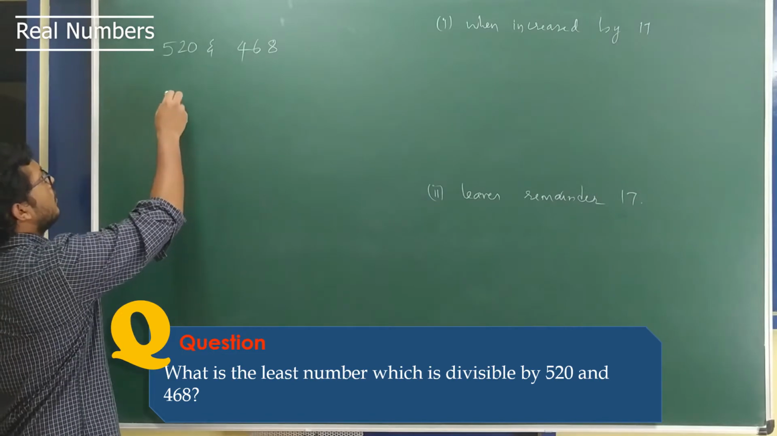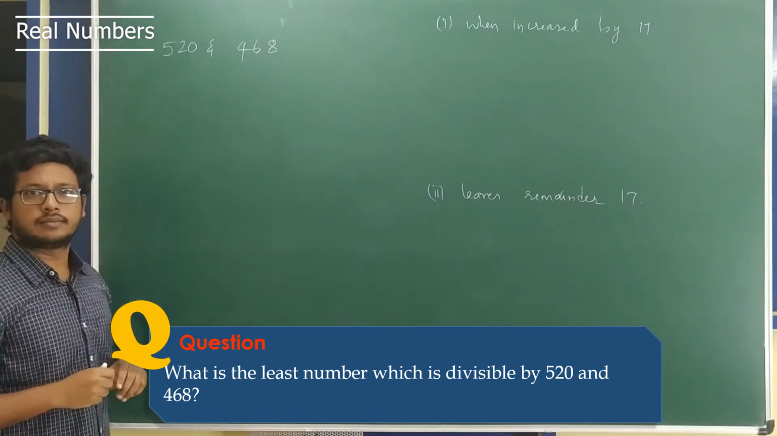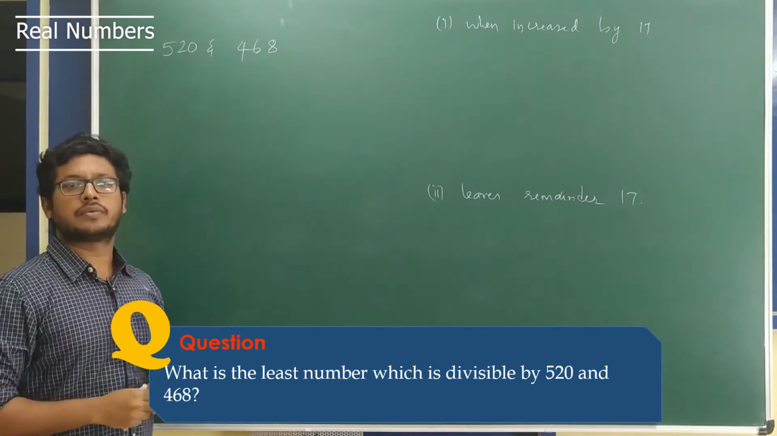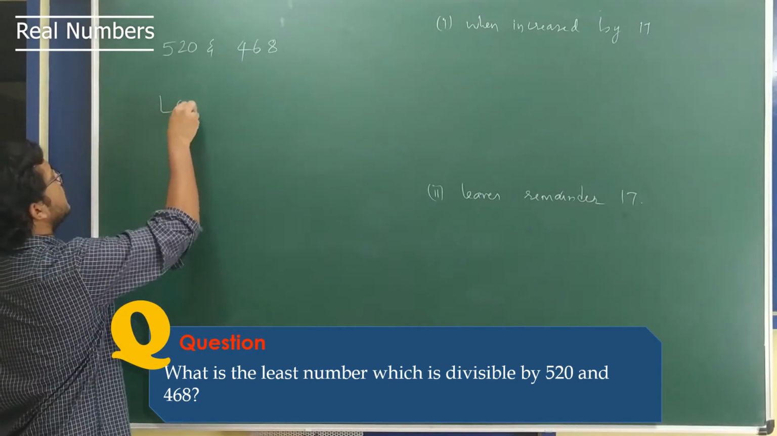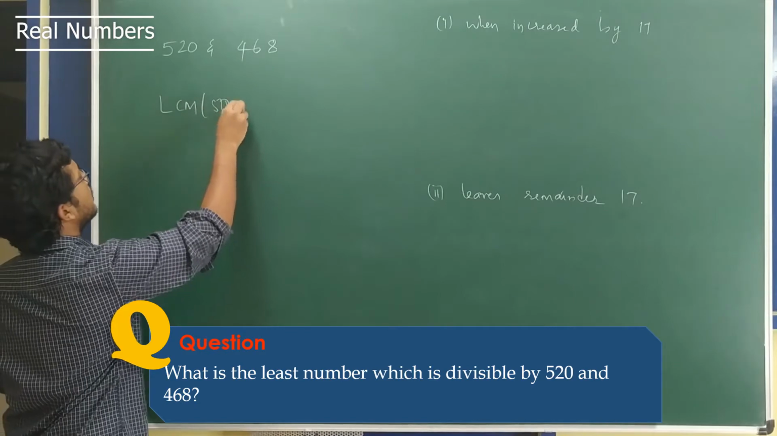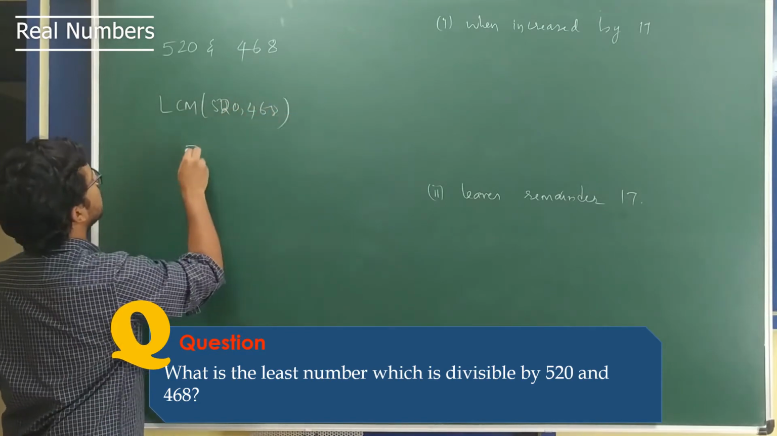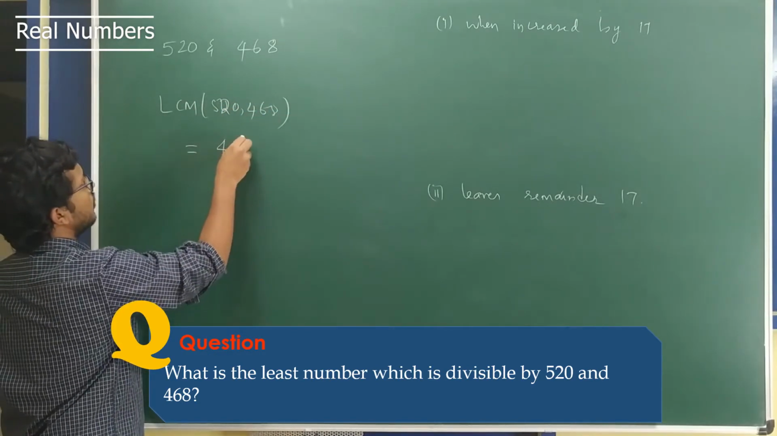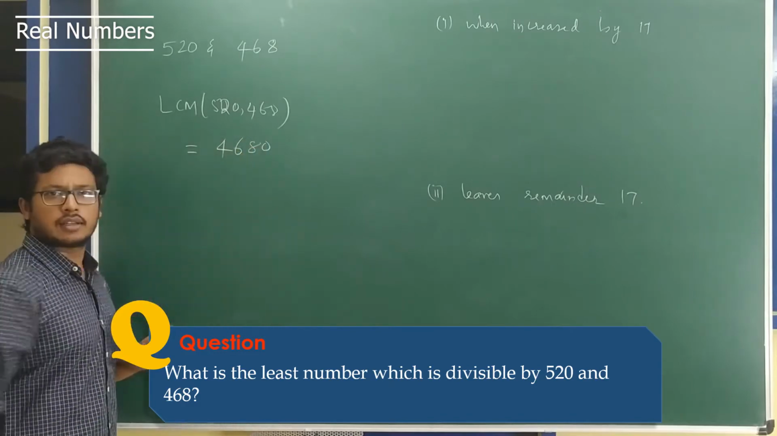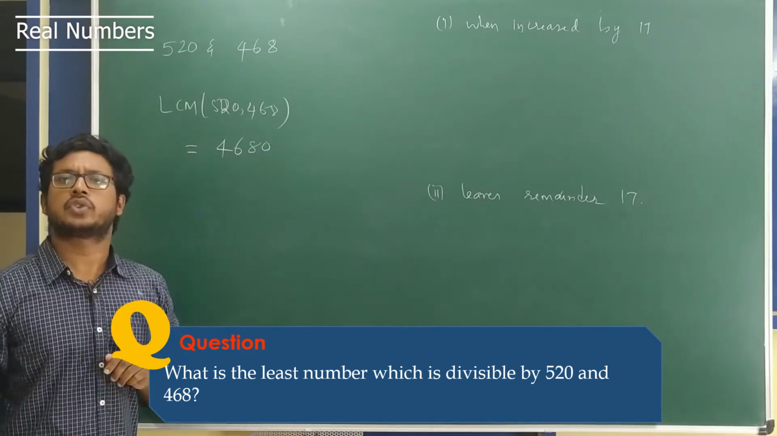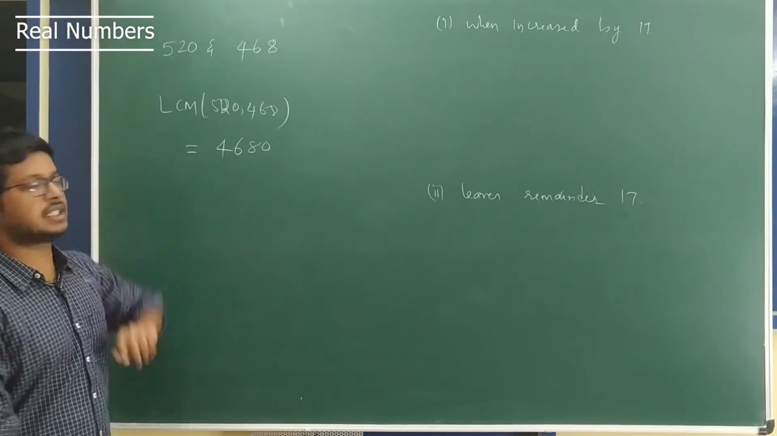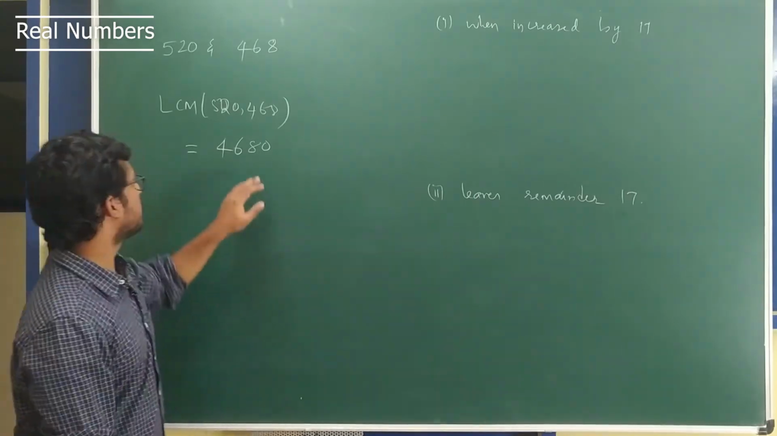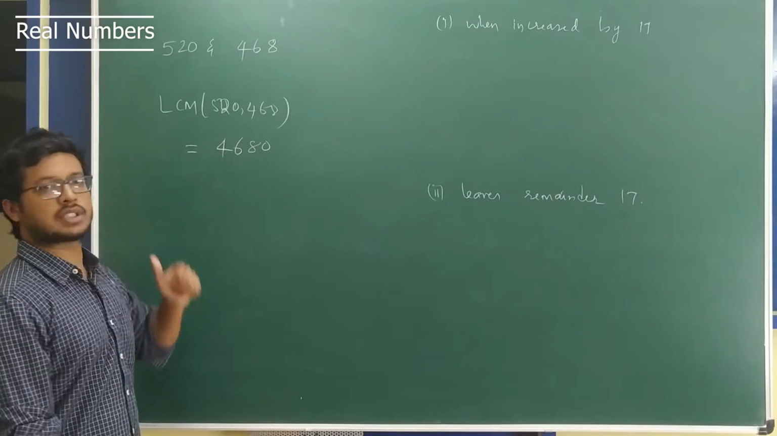I will leave finding the LCM of these two as an exercise for you, and I'll directly give you the answer. The LCM of 520 and 468 is 4680. I've calculated this and the answer comes out as 4680. You calculate this by yourself and check whether you get 4680 or not. Okay. So we'll understand a few more properties of this 4680.